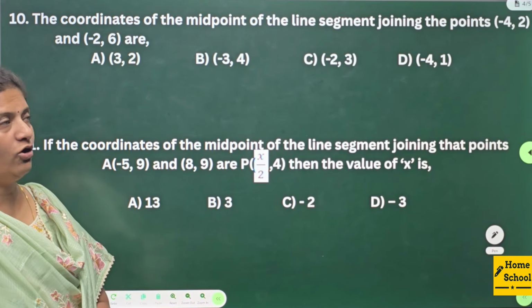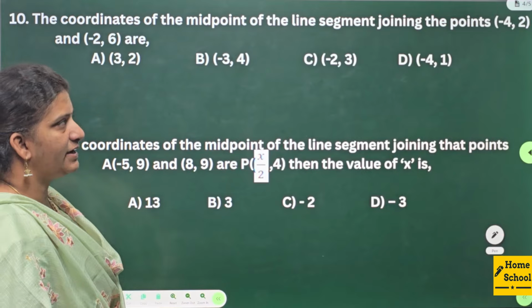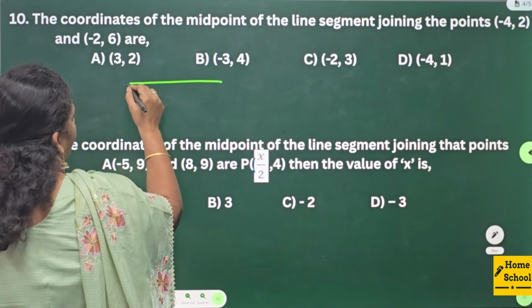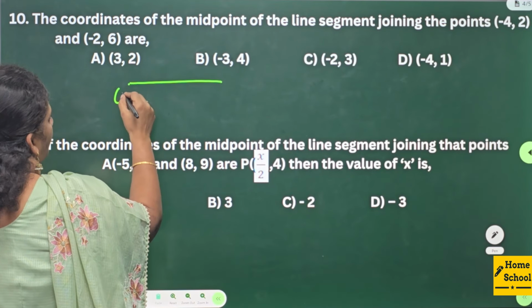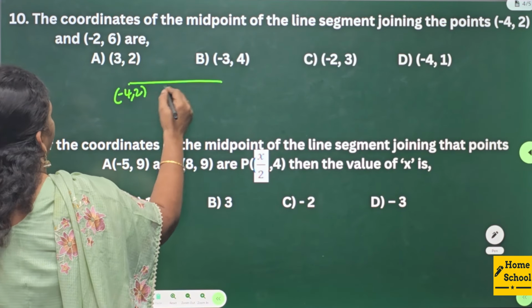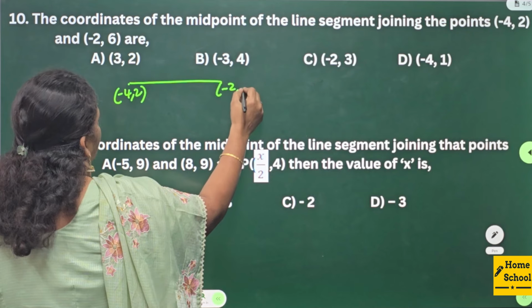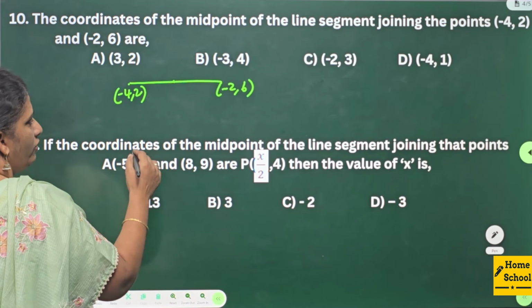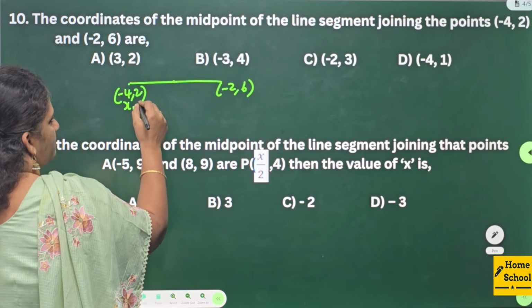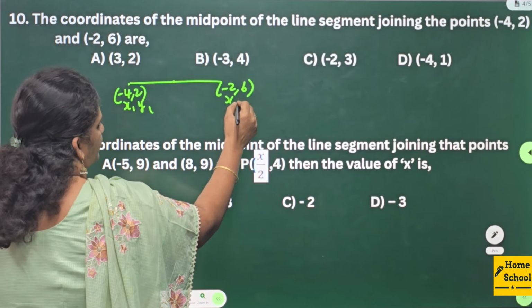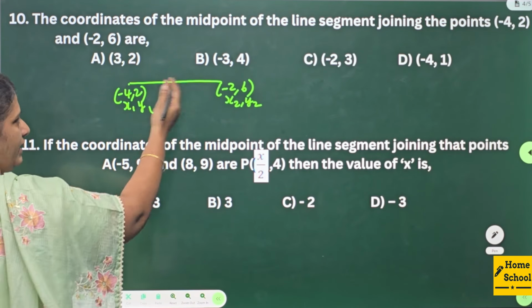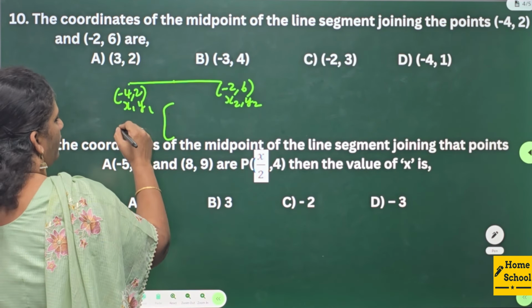10th one, the coordinates of the midpoint of the line segment joining the points. In the same manner, take a line segment joining points (minus 4, 2) and (minus 2, 6). What do we need? We need the midpoint. We know the midpoint formula: (x1 plus x2) by 2, (y1 plus y2) by 2. Directly I'll write here.